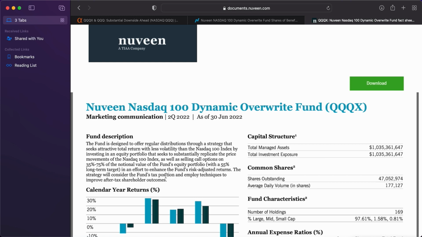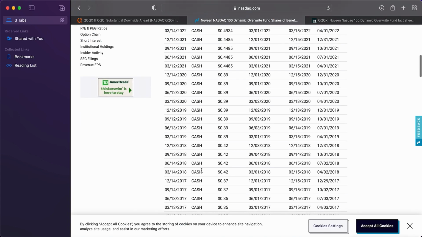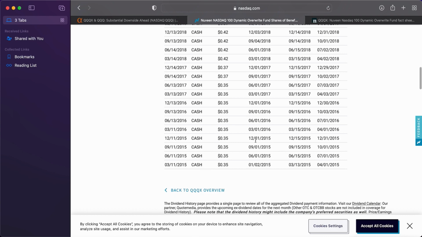So essentially this fund is just as it's described, but in simple terms, they want to try to have less volatility and they want to seek an attractive total return. And they do that primarily through distributions. I'll show you the performance of the fund here in just a minute. But what they're doing is they're selling call options against their equity portfolio to try to increase that cash distribution amount. And what you'll see here is that you do have a decent cash distribution amount.